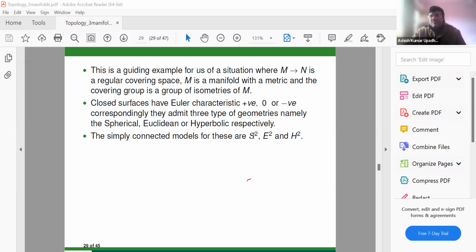As you know, a sphere is simply connected. We have the Euclidean plane, that is R2, that is also simply connected, and H2 will be the same Euclidean part of the Euclidean plane, but with the last coordinate greater than 0. That is how we take the hyperbolic plane, the upper half plane.